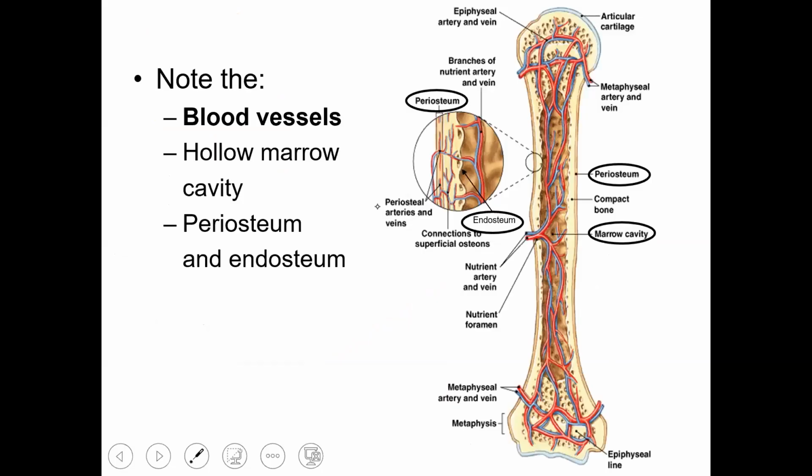Here's a great section of a humerus, and you can see the blood vessels, so many blood vessels. Bone is very vascular tissue. Cartilage is avascular, but bone, there's lots of blood vessels in bone. With the periosteum on the outside, endosteum on the inside. Lots of blood vessels going through there.